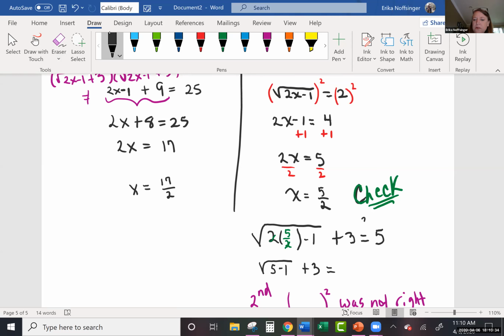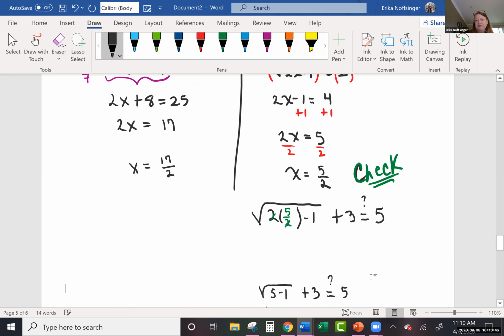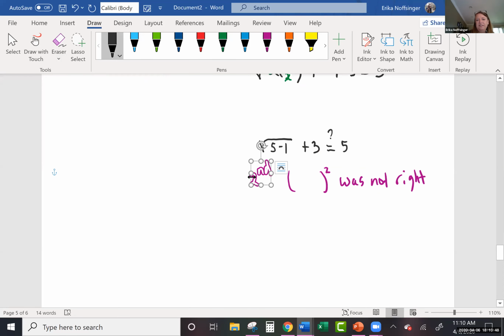Is this equal to 5? Yes, true. So square root of 5 minus 1 is the square root of 4, which is 2. 2 plus 3 is 5.